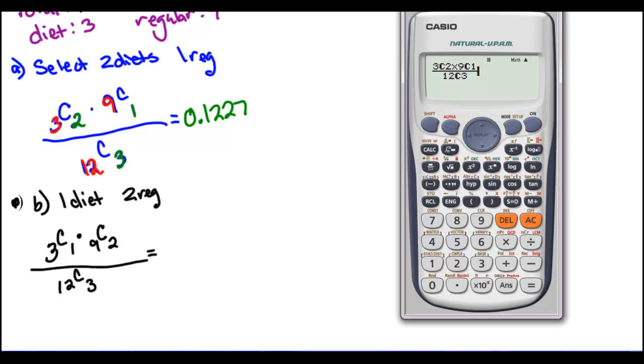So I'm just going to go back in and edit this. So the 9 choose 1 will become 9 choose 2. And the 3 choose 2 is going to become 3 choose 1. Of the 3 diets, we're choosing 1. And of the 9 regulars, we're choosing 2. And this is going to give us 0.4909090. So this will be 0.4909.